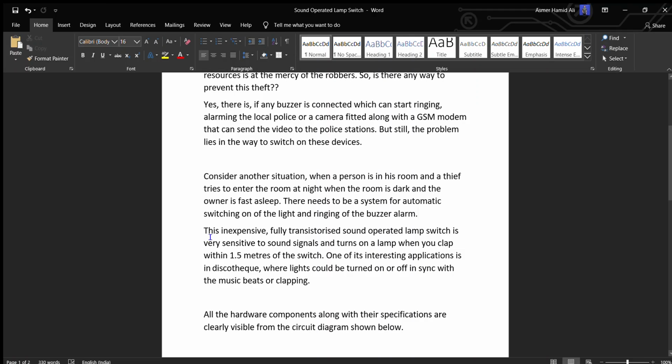This inexpensive, fully transistorized sound-operated lamp switch is very sensitive to sound signals and turns on the lamp when you clap within 1.5 meter range of the switch. One of its interesting applications could be in disco parties, where lights could be turned off or on in sync with the music beats or clapping.